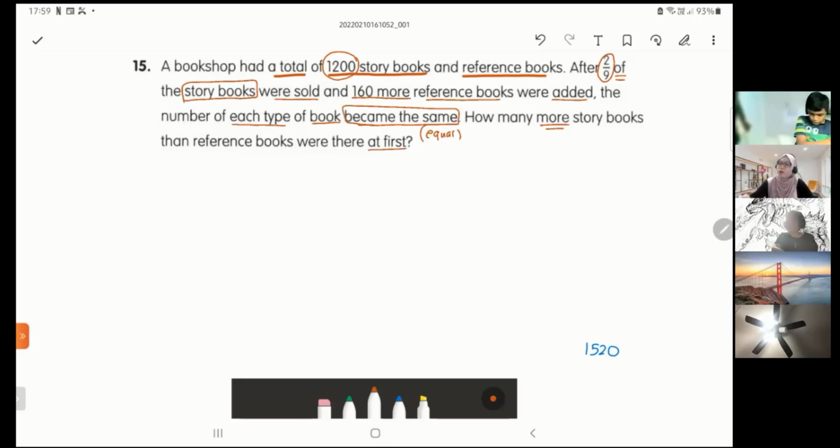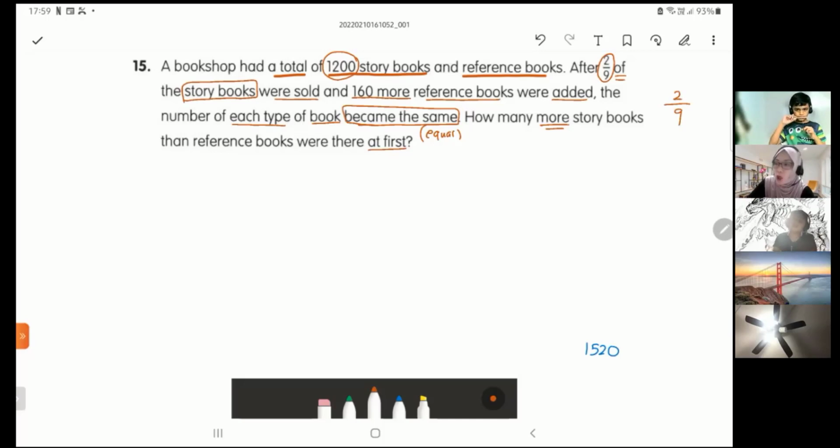Okay, what are we going to do here? We are going to start drawing out the model. I'm going to use a model here. So if you want to draw the model, you need to know the parts. If you want to know the parts, where do we look? The fraction. After 2/9, this is the fraction that we're going to look at.